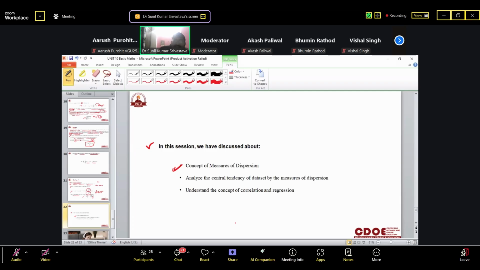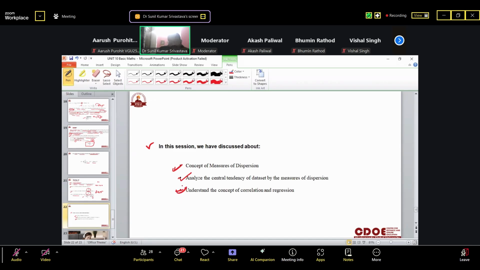And to study the data set, we studied some basic terminology like range, quartiles, standard deviation, mean deviation, and variance, to describe the data set in a very conceptual way to analyze it, and the concept should enhance your knowledge to describe the data. And finally, we analyzed the central tendency of a data set by the measure of dispersion concept.